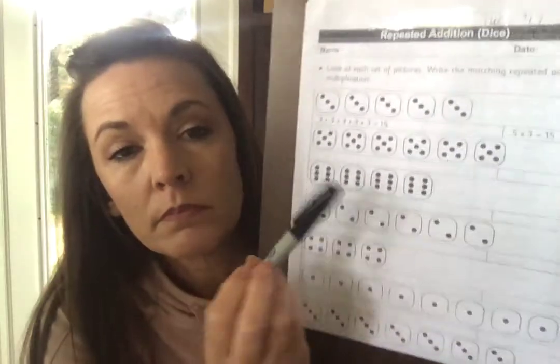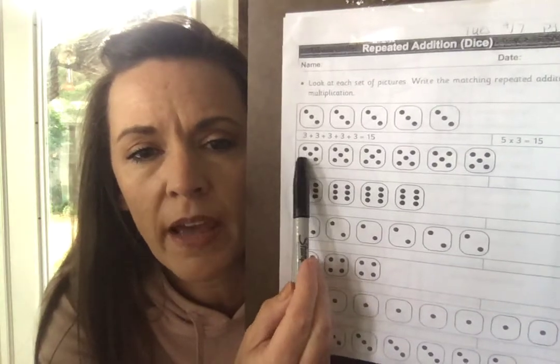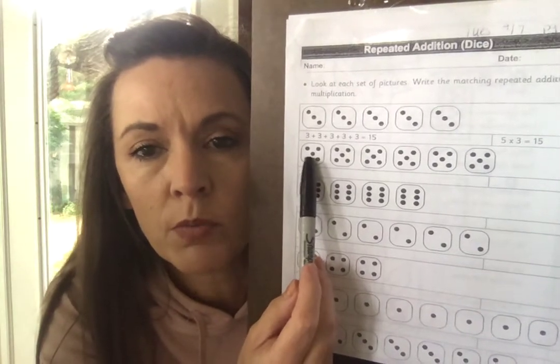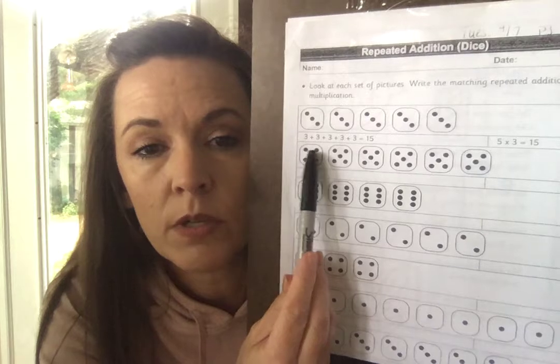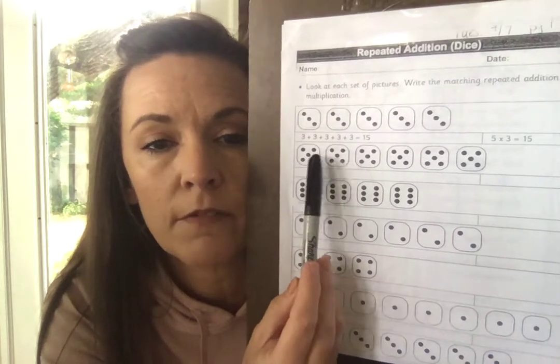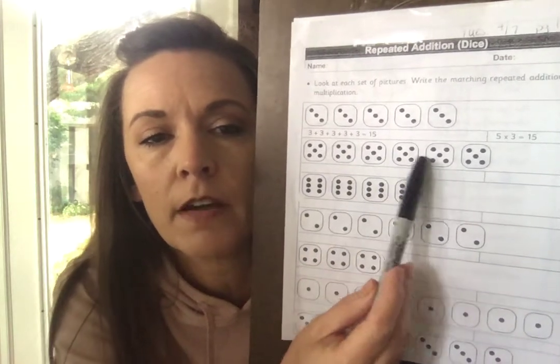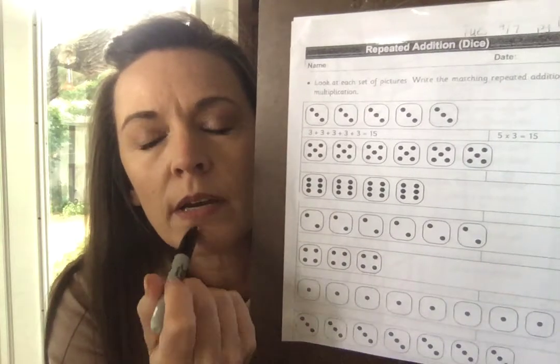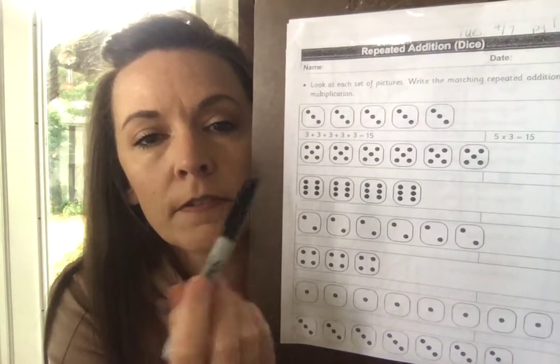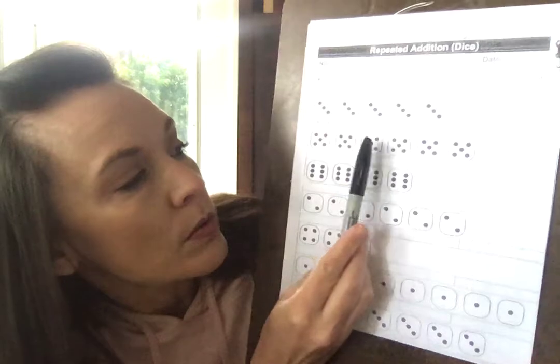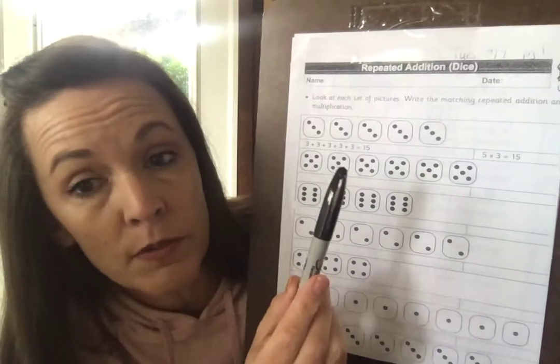Awesome job. Let's look at the next group. How many do we have in each group? What did we roll on that die? I see 1, 2, 3, 4, 5. I'm seeing 5 and 5 and 5 and 5 and 5 and 5. So how many groups of 5 do I have? Let's see. 1, 2, 3, 4, 5, 6 groups of 5.